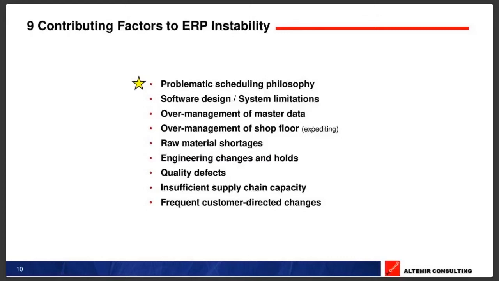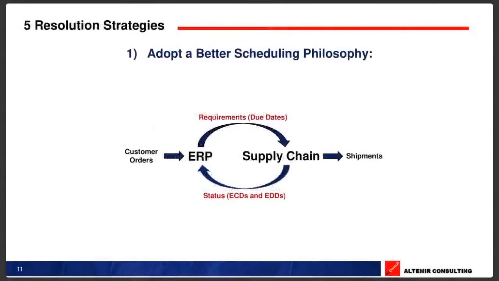And then the question becomes, well, what are we going to do about that? So there are 5 basic resolution strategies I want to offer. The first one is to adopt a more favorable scheduling philosophy. And that doesn't cost you any money. It's just a different point of view. And you have to ask yourself, what's the purpose of a schedule? Is it to drive the supply chain, or is the purpose of the schedule, is it vice versa?